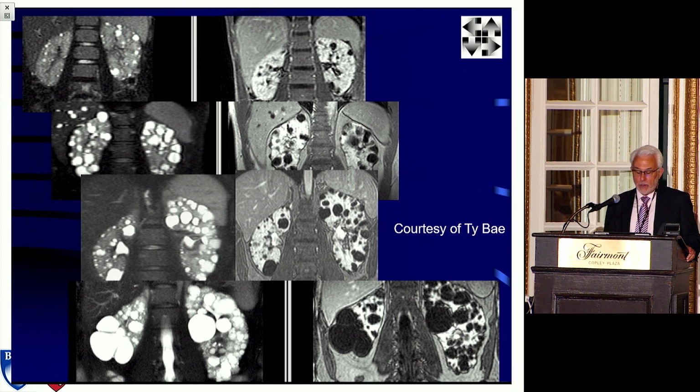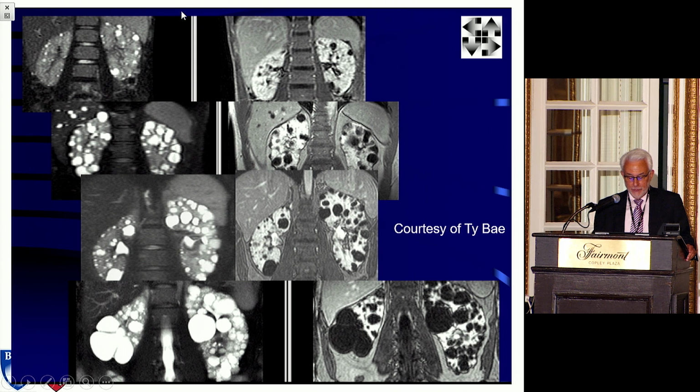ADPKD is a relatively straightforward diagnosis by imaging when it's in its obvious form. These are a series of MRI images. On your left are the T2 weighted images, and in these images, the cysts are white and parenchyma is dark. On the right side is the T1 window, and in this case, cysts are black. And these patients were administered gadolinium, so the parenchyma is white. We don't administer gadolinium anymore for routine imaging in ADPKD.